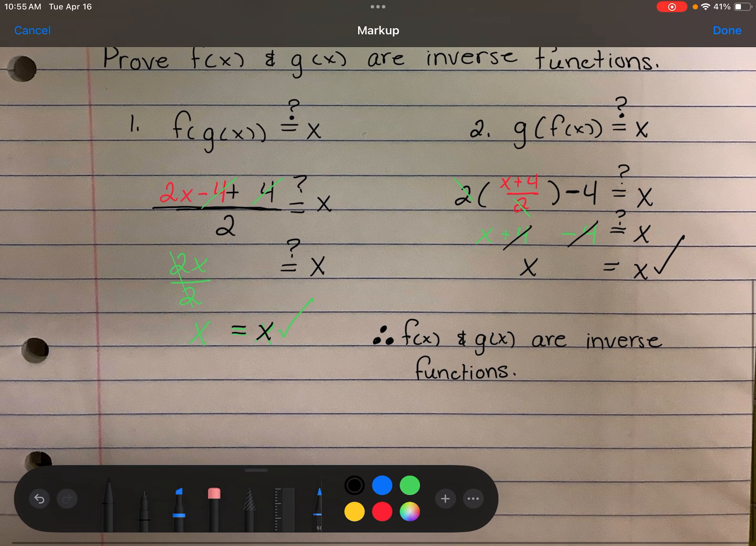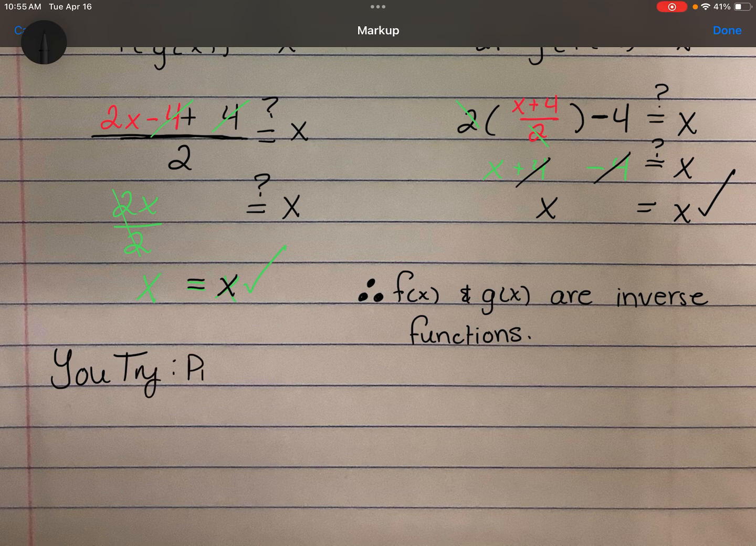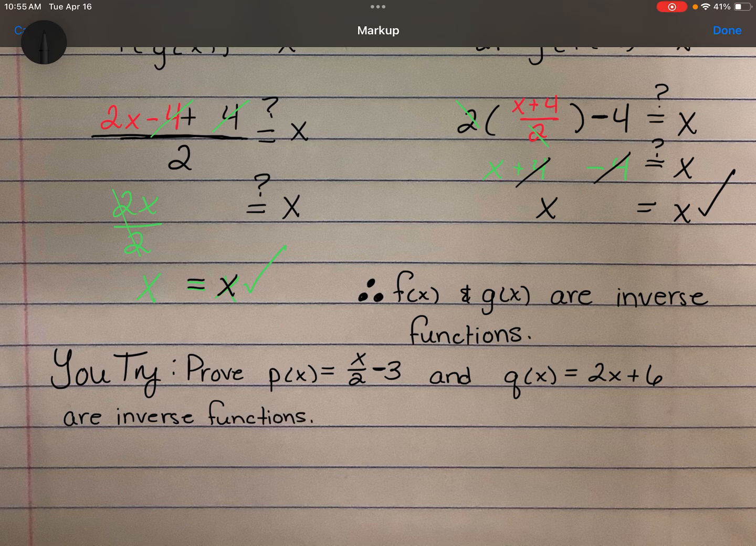All right, let's do a you try. All right, pause the video, and then when you're ready to check your work, you can hit resume.